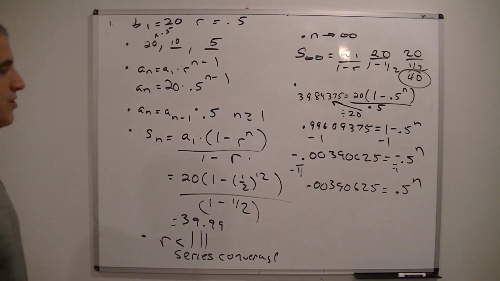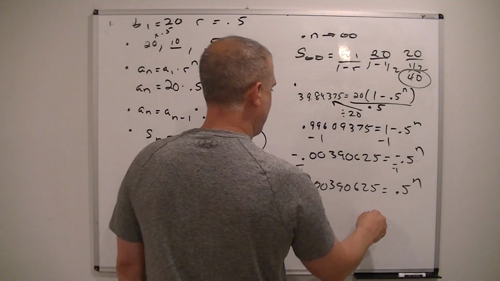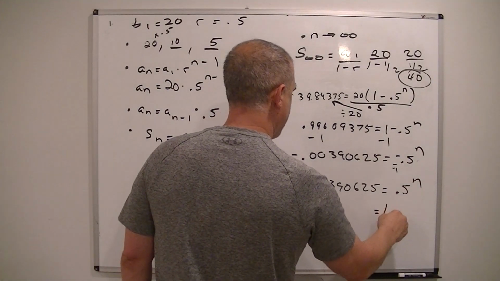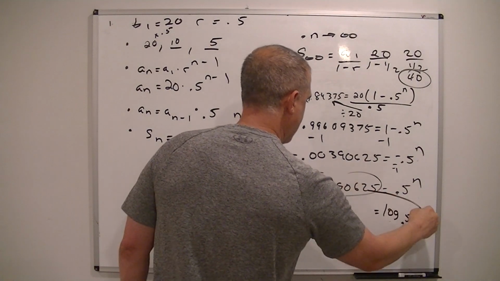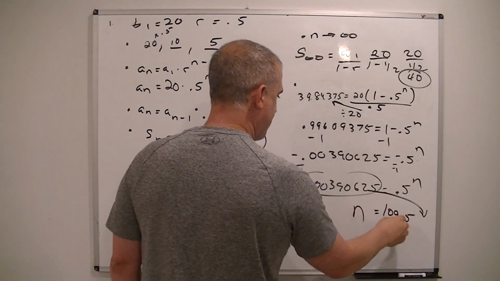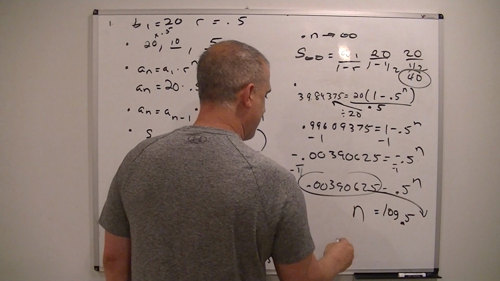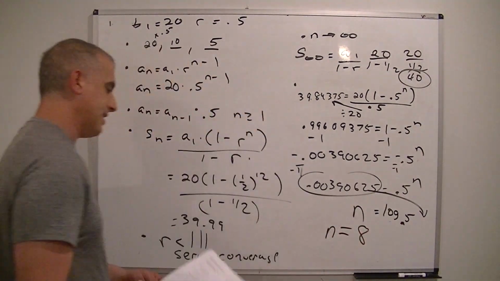The way we solve this is through a log. So I would convert to log form. My base would be log base 0.5 of this big number equaling n. So if you type log base 0.5 of this big number, you'll get that n is 8.